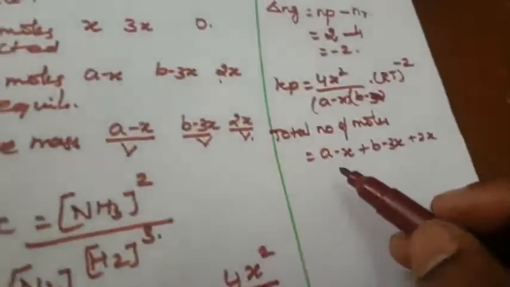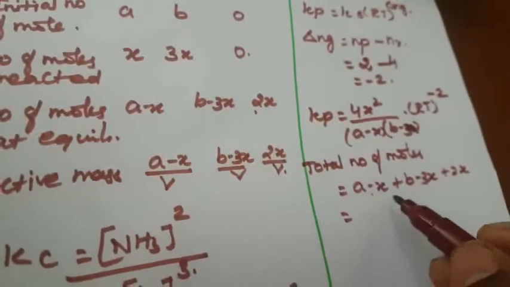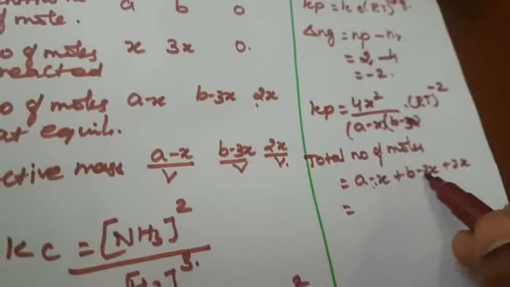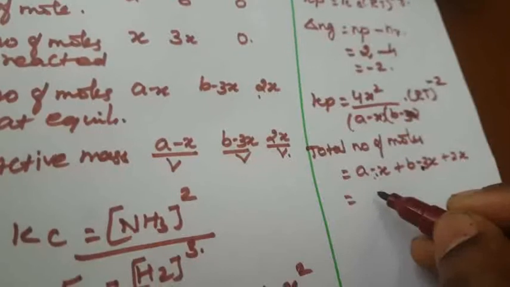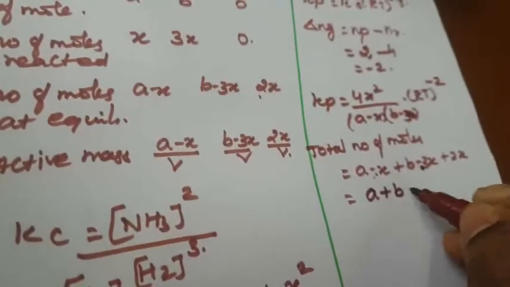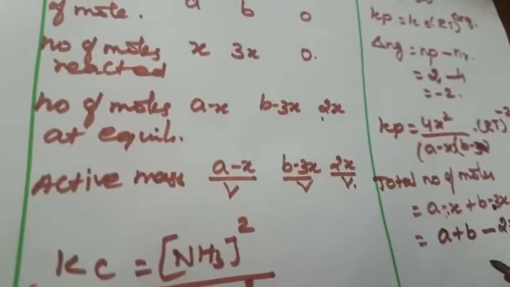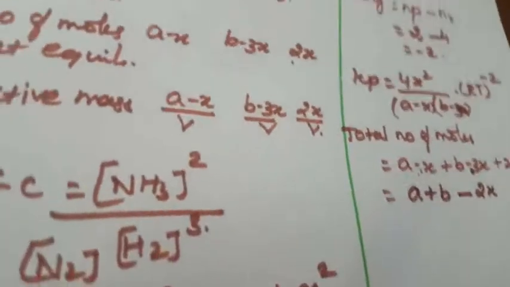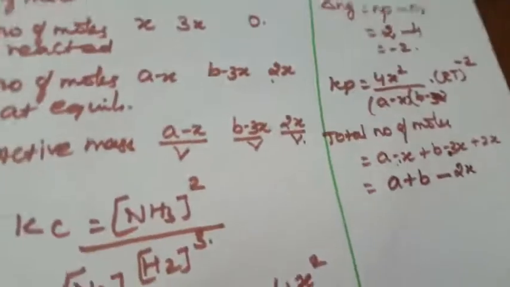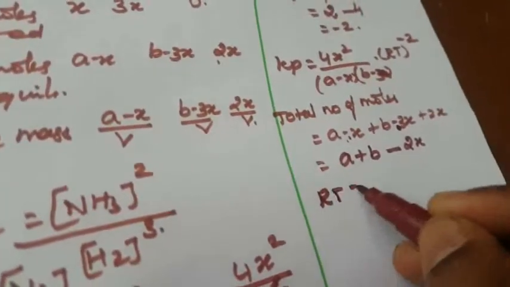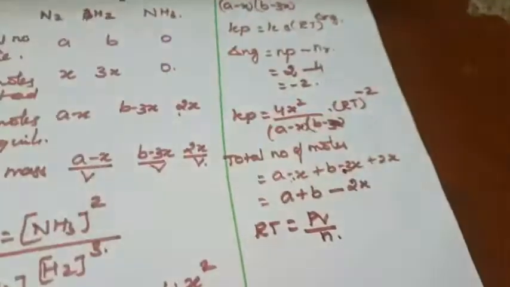Okay, so how to calculate? A plus B, minus x minus 3x plus 2x, that means minus 2x, right? So A plus B minus 2x. Okay, this is the total number of moles. Now next step is you substitute those values, right? So substitute the RT value. What is the RT value? We already know that RT is equal to PV by N. This is the RT value, right?